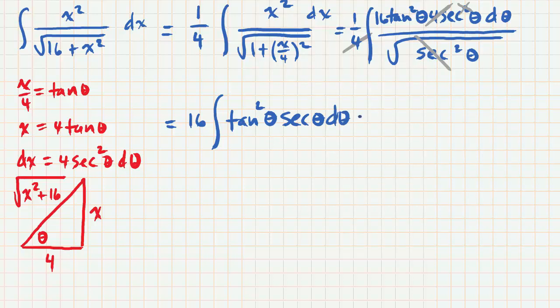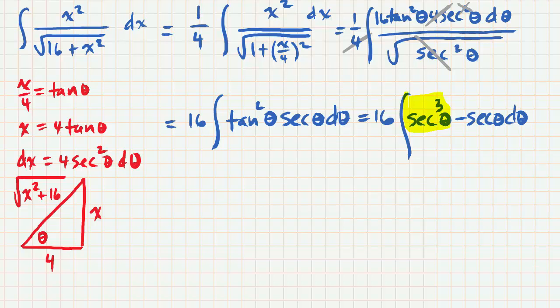This integral is solved using a Pythagorean identity. Tan squared is sec squared minus 1, so we end up with secant cubed of theta minus secant of theta d theta. Those are both easily integrable. This first one is done using integration by parts. We've done it before. You should know that, or at least know how to do it.